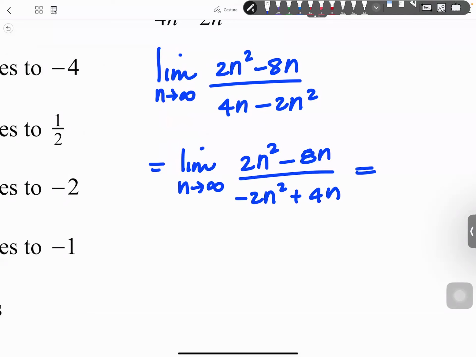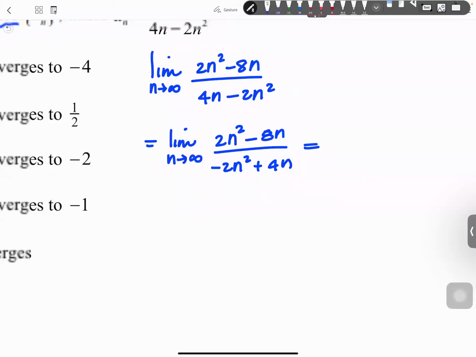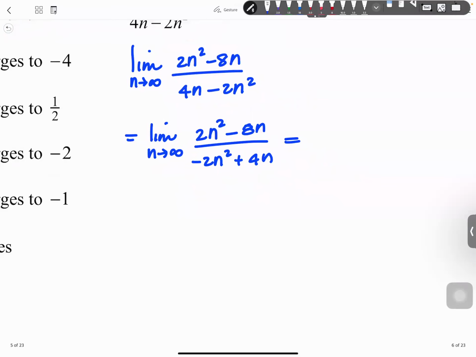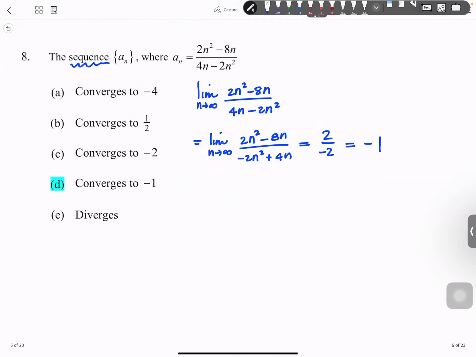All right. You can do L'Hopital's rule in this problem, but we know from calculus 1 that if you're finding a limit as infinity of a rational expression where the degree of the top is the same as the degree of the bottom, this limit will go to the ratio of the leading coefficients. In this case, the limit goes to 2 over negative 2. In other words, this limit is equal to negative 1. Answer D. This limit will converge to negative 1.